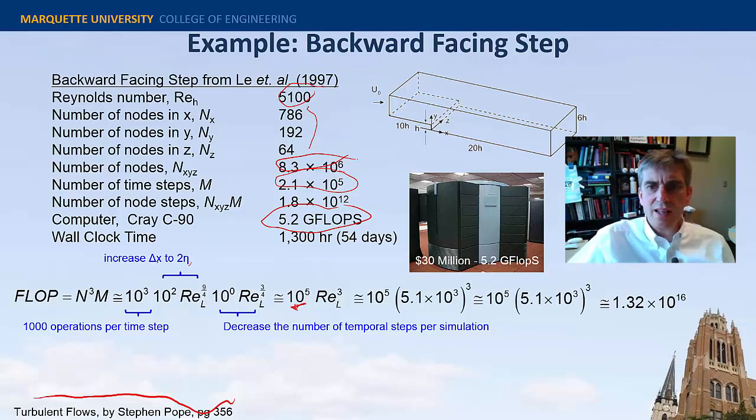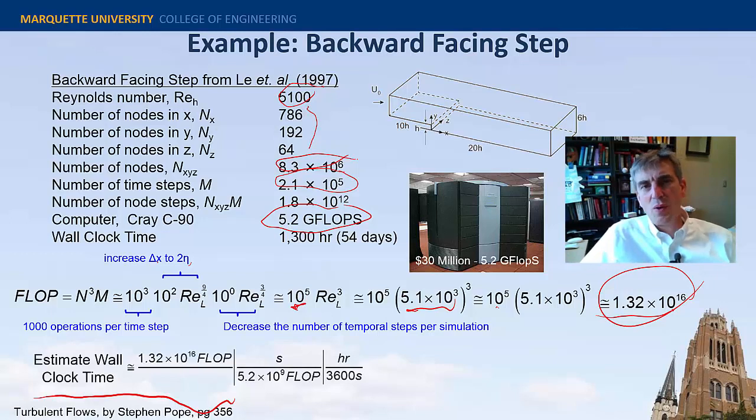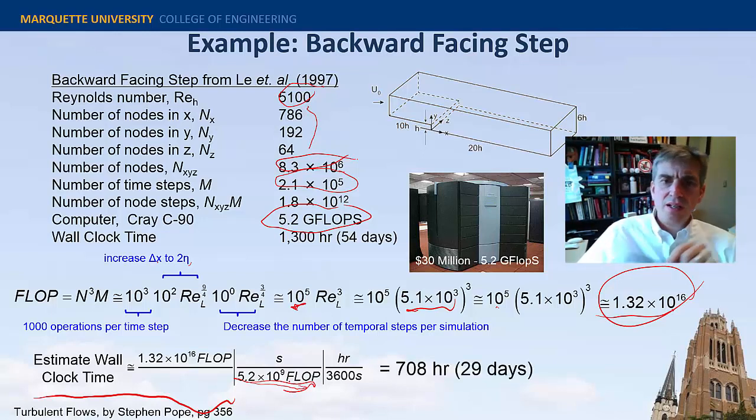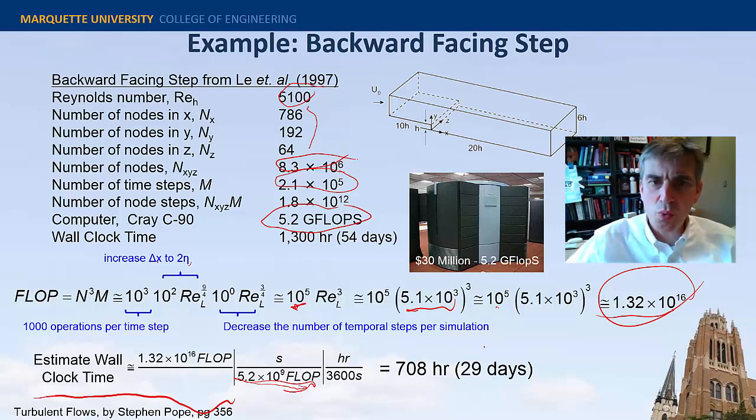According to this scale length, here's my Reynolds number cubed, and then multiplied times 10 to the 5th. I get something like 10 to the 16th flops are required to do this simulation. And if I convert this to days, well, at first I divide by my computational resource. This computer, 5.2 gigaflops per second, divided by hours gets me to 708 hours or 28 days.